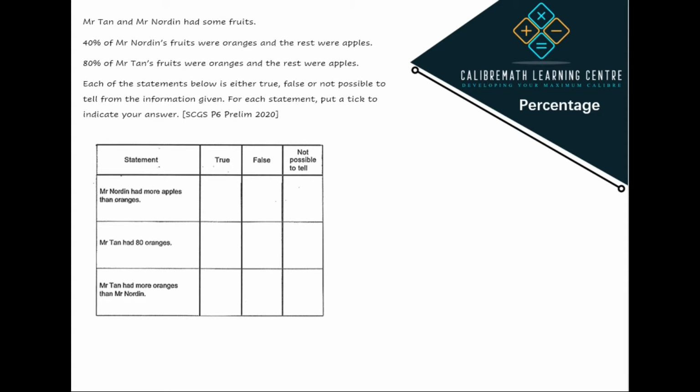Another common mistake that students make in the topic of percentage. Now let's look at this question here. Mr. Tan and Mr. Nordin had some fruits. 40% of Mr. Nordin's fruits were oranges and the rest were apples. Now with this information, let's represent it with a ratio so it's easier for us to interpret later on.